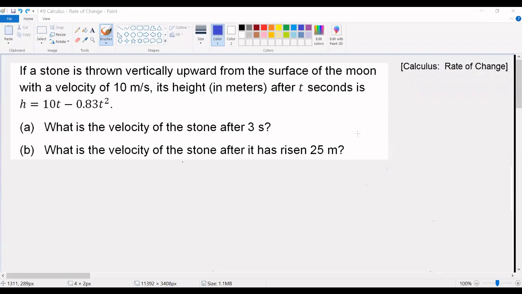Here we go again. In our rate of change section for calculus, we're given the following. If a stone is thrown vertically upwards from the surface of the moon with a velocity of 10 meters per second, its height in meters after t seconds is h equals 10t minus 0.83t squared. In part A, we want to find what the velocity is after 3 seconds, and in part B, we want to find the velocity of the stone after it has risen 25 meters.